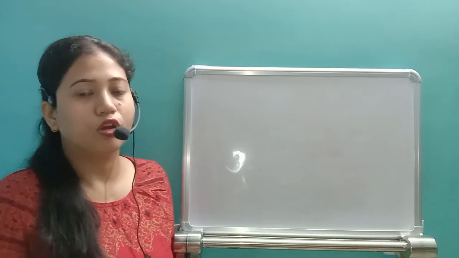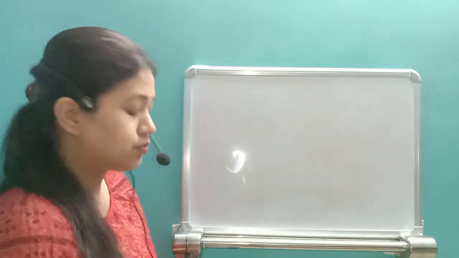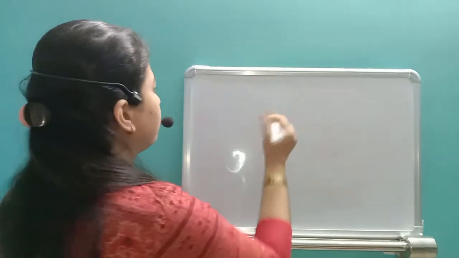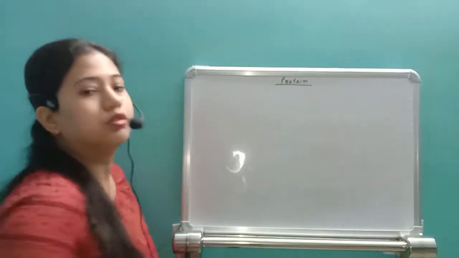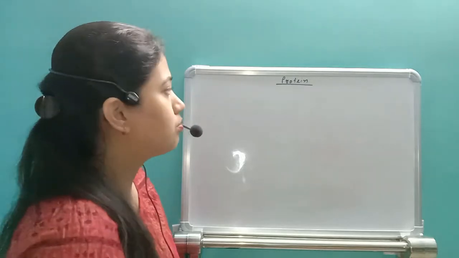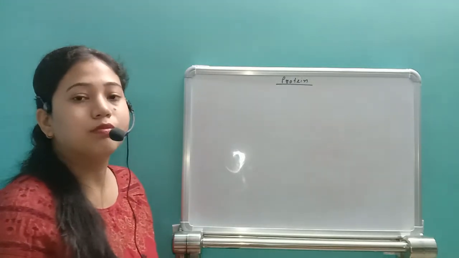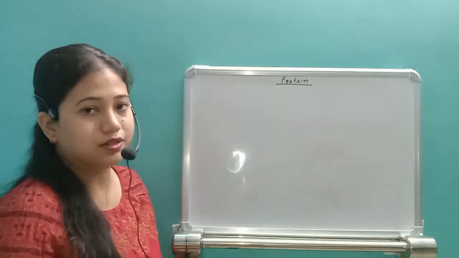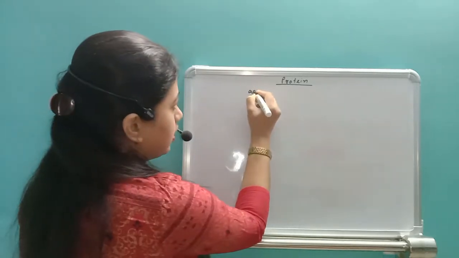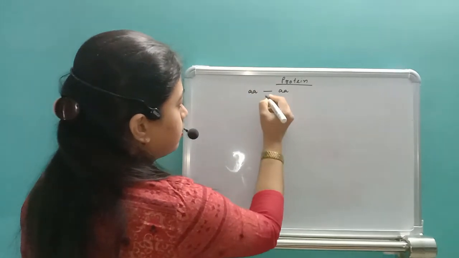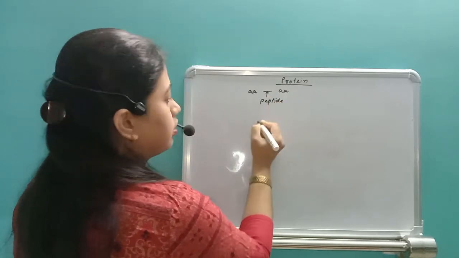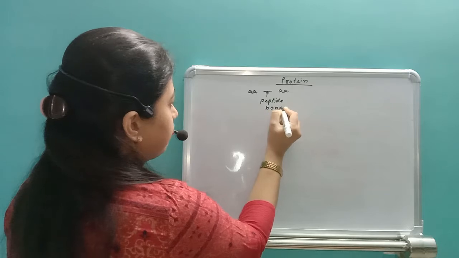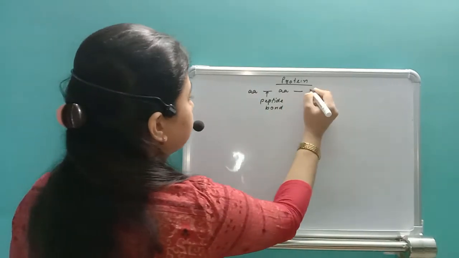Hello students, today we are going to start the next polymer of amino acid. The next polymer of amino acid is protein. Already I have told you how proteins are formed, right? Proteins are formed by the polymerization of amino acids. One amino acid is attached to the next amino acid by a bond called a peptide bond, right? By this peptide bond, the amino acids are attached to each other.